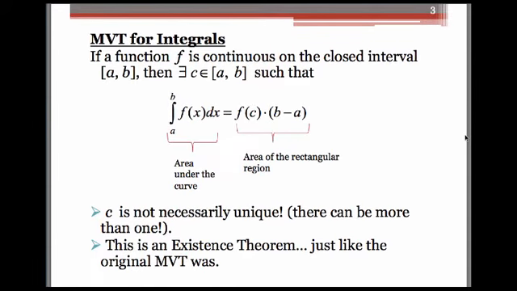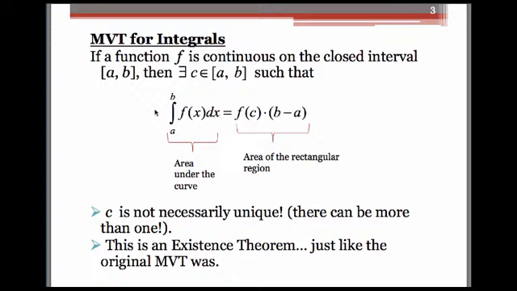So what the theorem actually states is if we have a continuous function f on the closed interval from a to b, then there exists, remember that backwards e, that means there exists. It's one of the quantifiers in math. There exists a c that is an element of the interval from a to b. So c is going to be an x value in the interval from a to b. Then the definite integral from a to b of the function f of x dx is equal to f of c times b minus a.